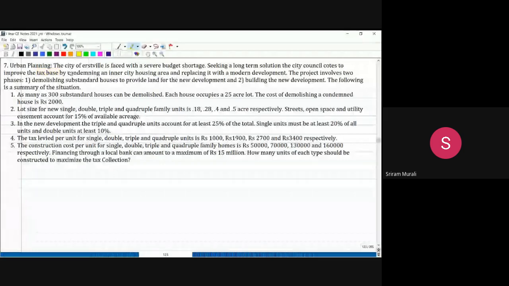The project involves two phases. One is, first we want to demolish the substandard houses, as I said, so that we can provide the land for the new development. And second one, building the new development. The following summaries, these are the constraints, objective, everything is given here. So first, have you understood what is the objective of the problem?